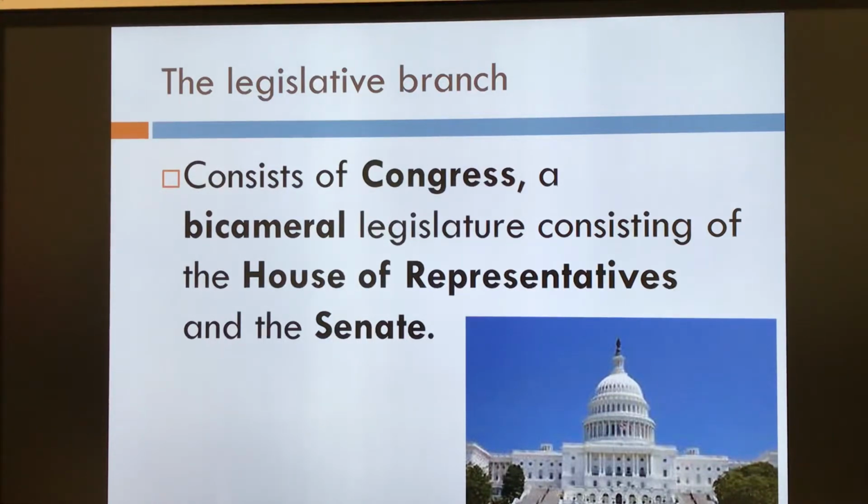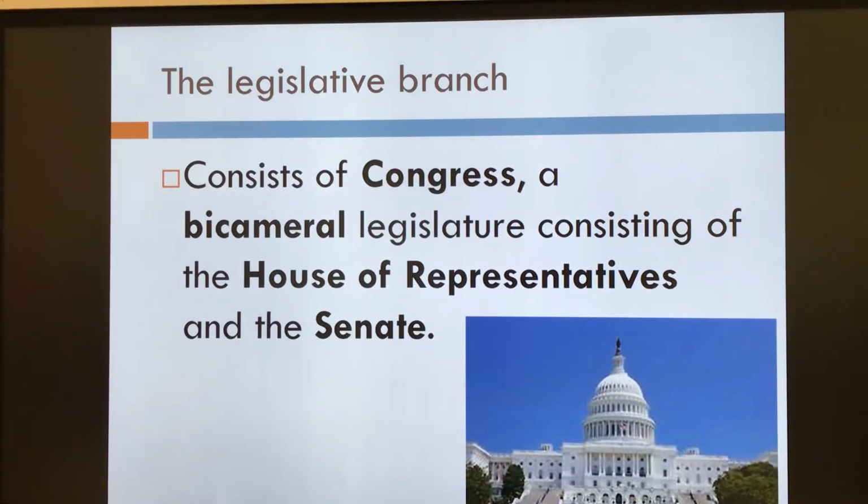Okay, so again, bicameral means two houses. The two houses of Congress are the House of Representatives and the Senate. And we'll be looking at a little bit of information about both of those houses on the upcoming slides.